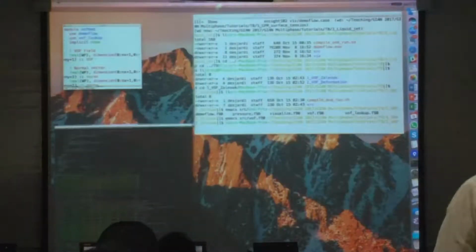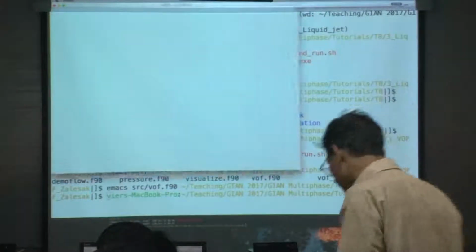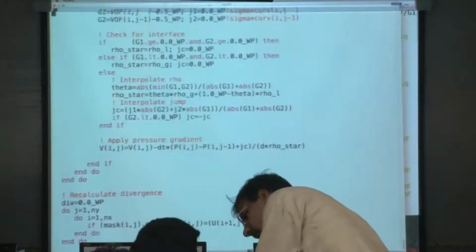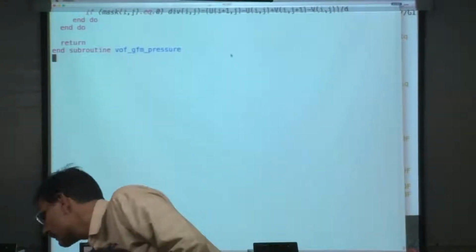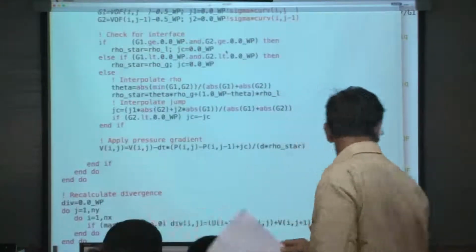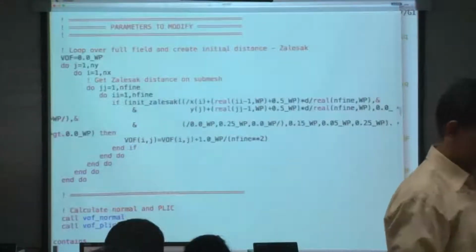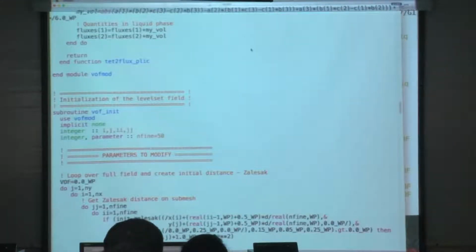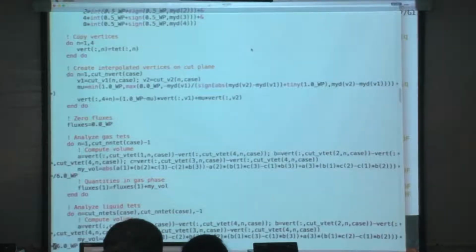So if we look at the VOF stuff, this is what we have. It is not simple. We have about 750 lines of code here. So this is not a trivial piece of code. This was kind of the big message.